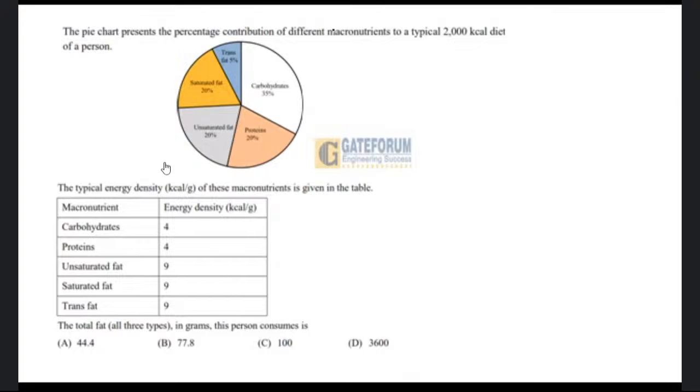The pie chart presents the percentage contribution of different macronutrients to a typical 2000 kilocalorie diet of a person. Now, this is the pie chart, and as I can make out, this is carbohydrates. The percentage is 35%. This is, as I can make out, proteins. That is 20%.